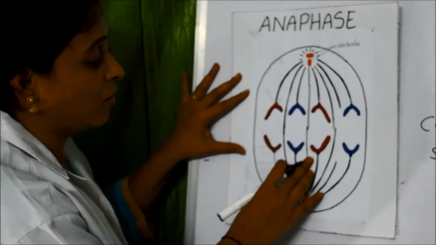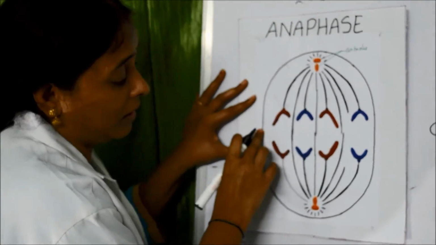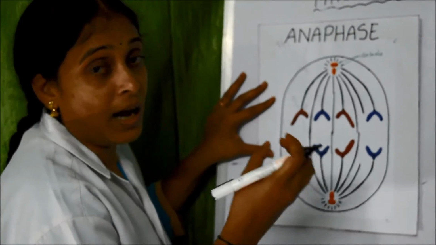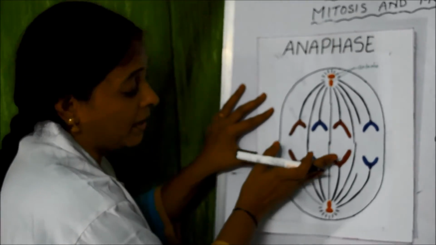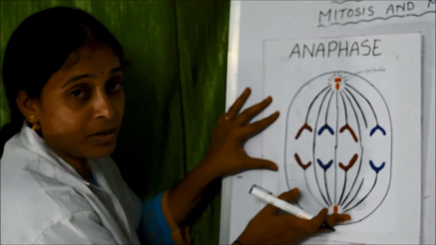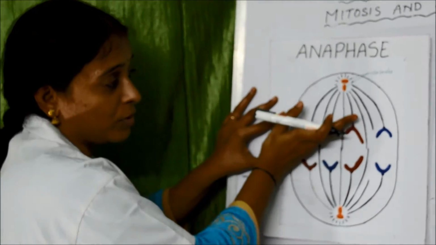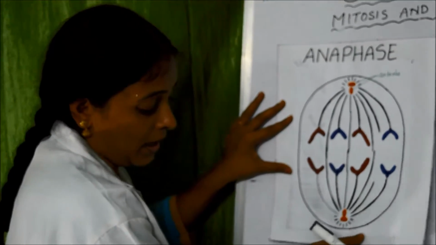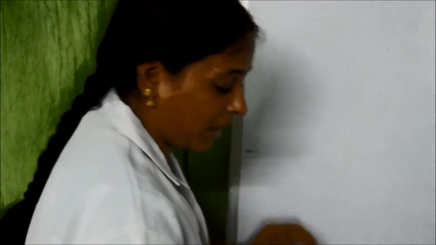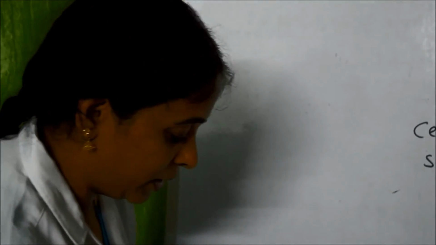So as a result, what will happen? The chromosomes split into halves, and half of the original number of chromosomes moves to one side and half of the original number of chromosomes moves to the other side. When these changes are completed, the cell enters into telophase.